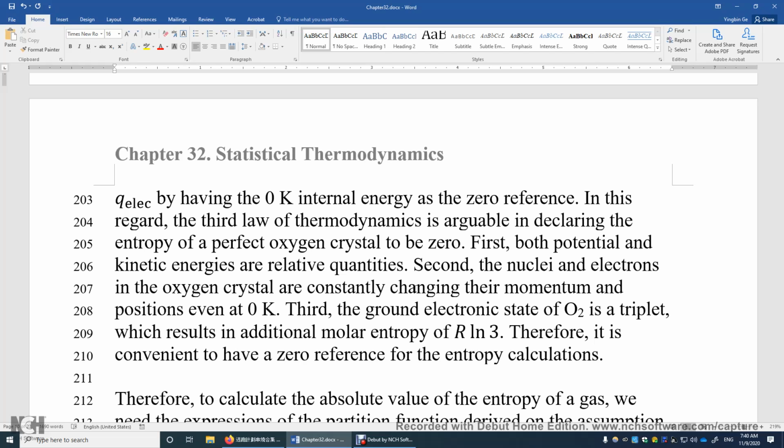There's a third reason why the third law is arguable. The ground electronic state of molecular oxygen is a triplet. So really, even at 0 K, you should think about three different microstates regarding the spin of oxygen. It can be alpha alpha, it can be beta beta, or it can be alpha 1 beta 2 plus alpha 2 beta 1. That being said, the third law of thermodynamics provides us a convenient way to calculate the entropy of a gas.